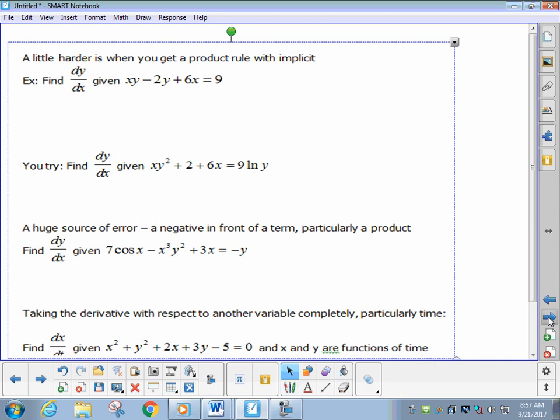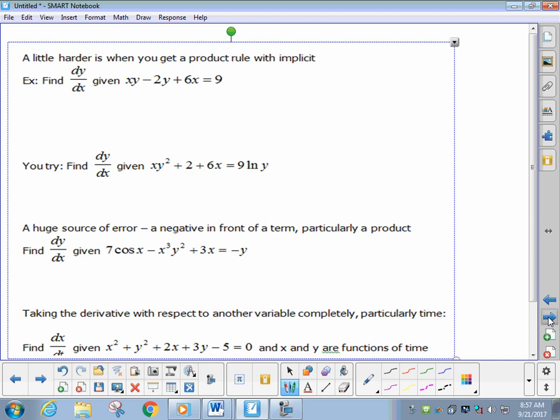Let's talk how things get a little funky then. The ones that tend to cause students to make errors are when you use implicit differentiation with products. So this one's got a product inside. You can see that once you get that xy, things get a little more complicated, but if you just follow the rules, everything will be fine. So we'll do one together and you can try one.